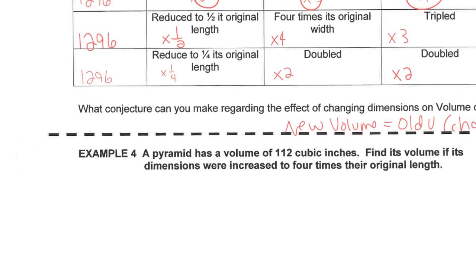So the only example we have on here, it says a pyramid has a volume of 112 cubic inches. Find its volume if its dimensions were increased by 4 times the original length. So it means all the dimensions are increased 4 times.